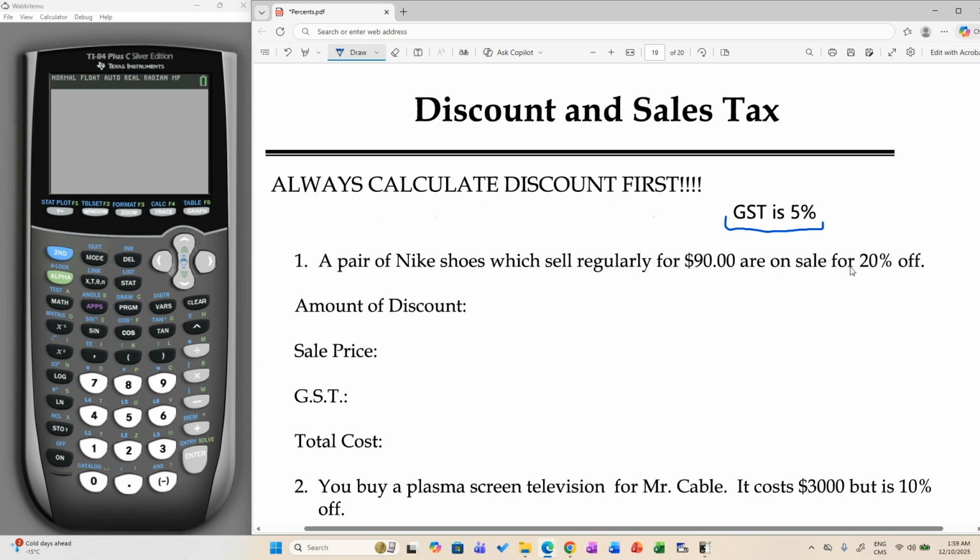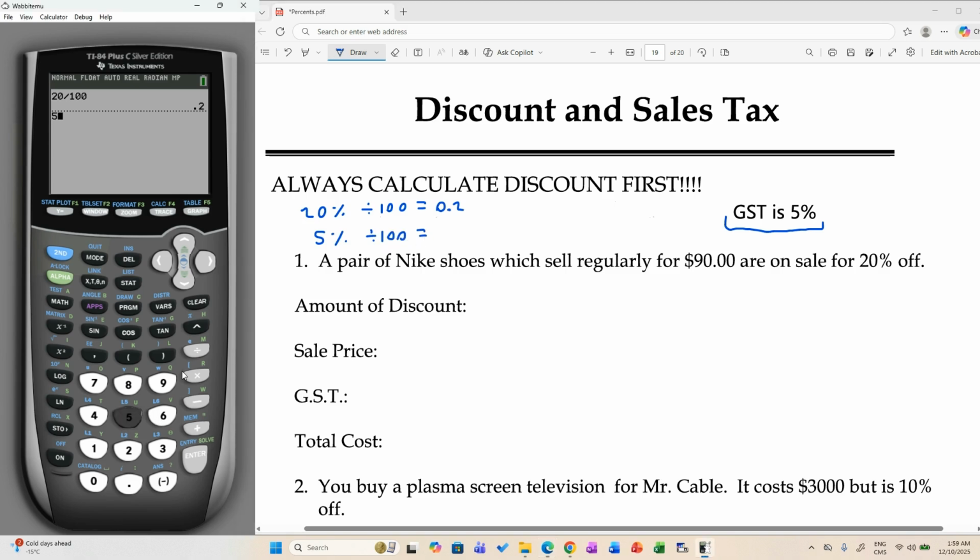Before we do this, first things first, you have to convert percents to decimals. So I'm going to convert 20% to a decimal. To do that, I take 20, which is 20% here, divided by 100. And that's my percentage as a decimal. So 20% divided by 100 is going to be 0.2. Great. Now for GST, which is 5%, I do the same thing. 5% divided by 100. So 5 divided by 100 is going to be 0.05.